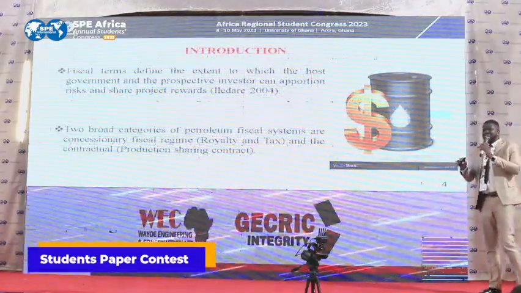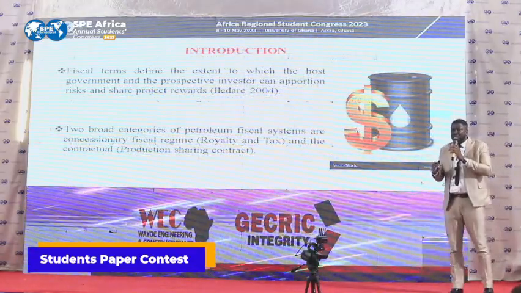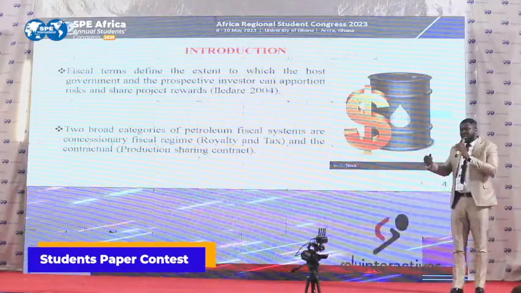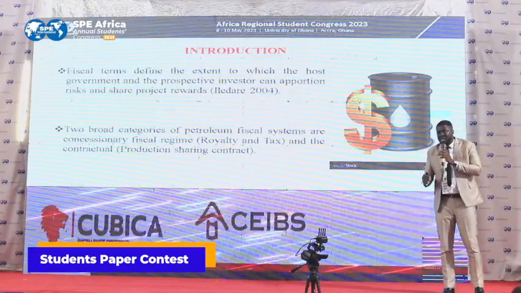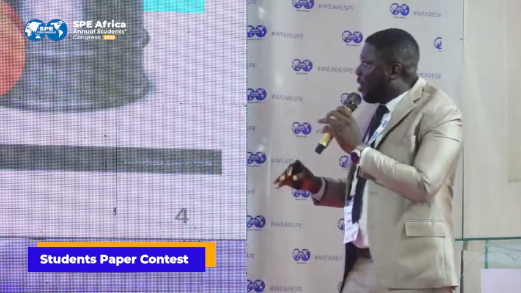So now, fiscal regimes define the extent to which a host government and a prospective investor can apportion risk and project rewards. Now, fiscal regime is categorized into 2 main groups. We have the concessionary, also known as the royalty and tax. Then we have the contractor, also known as production sharing contract.